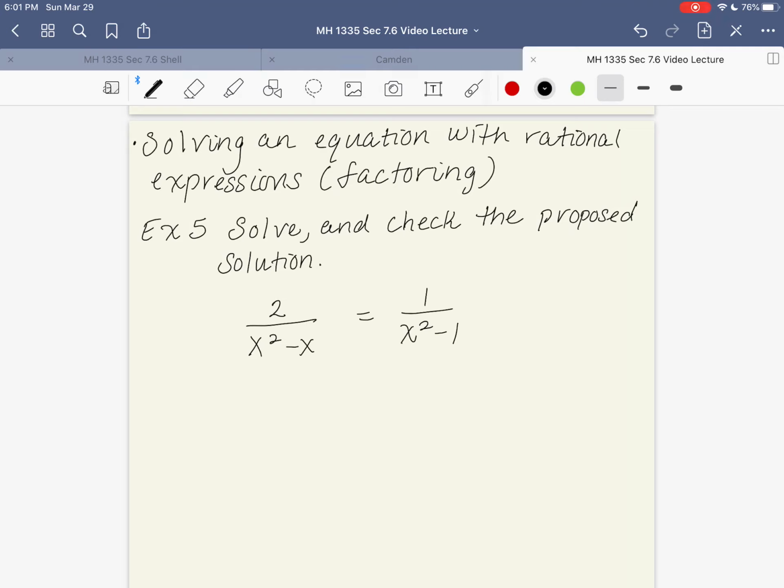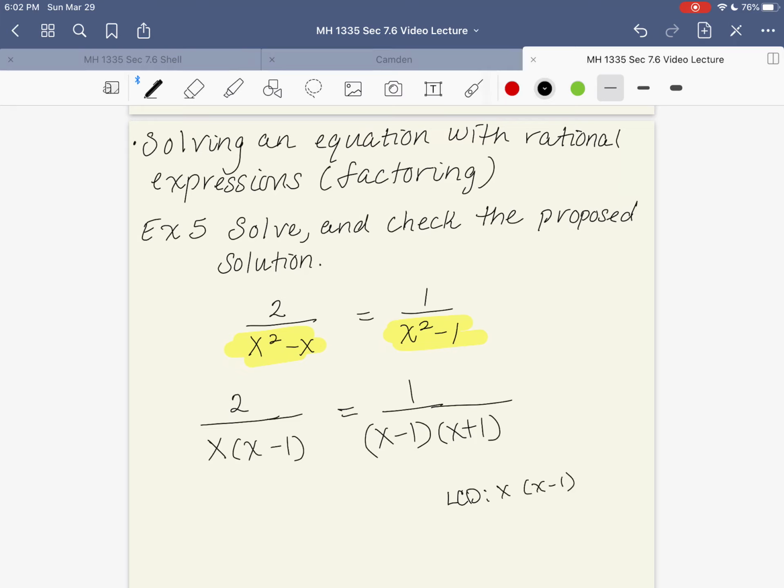All right, so now we're doing the same thing, but this time we'll have to factor the denominators first so that we can figure out the LCD. So let's first rewrite this with factored denominators. We have 2 over x times the quantity x minus 1 is equal to 1 over x minus 1, x plus 1. That's the difference of 2 squares. So the LCD is x, x minus 1, and x plus 1.